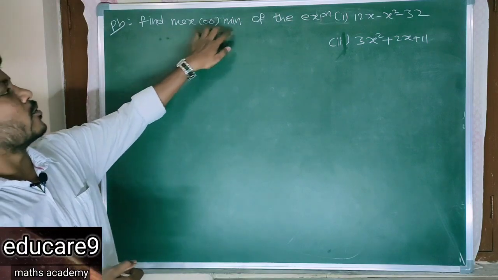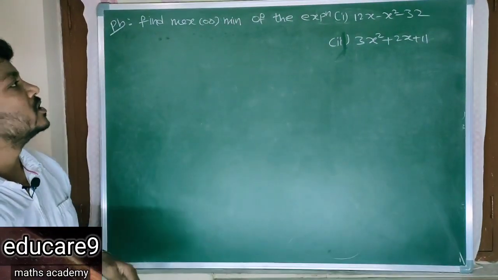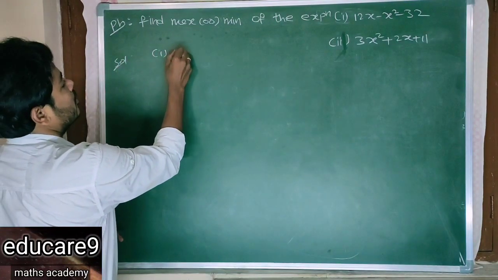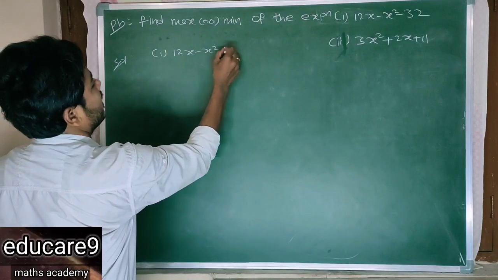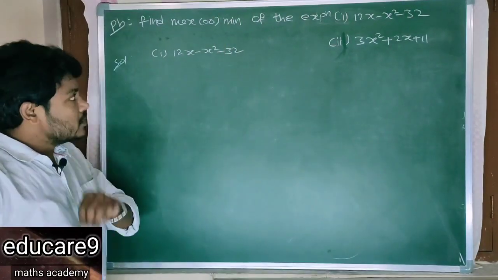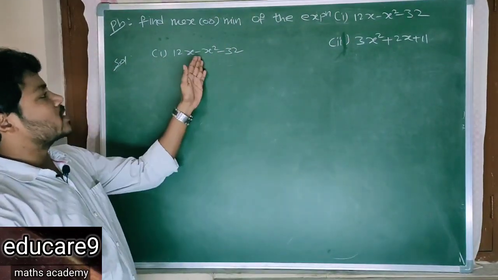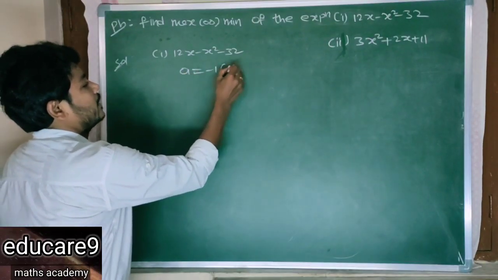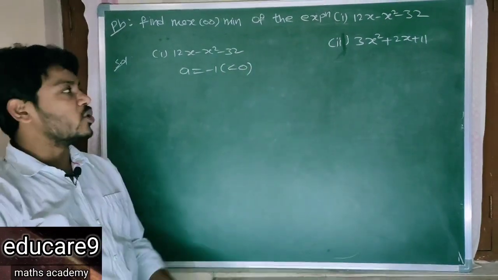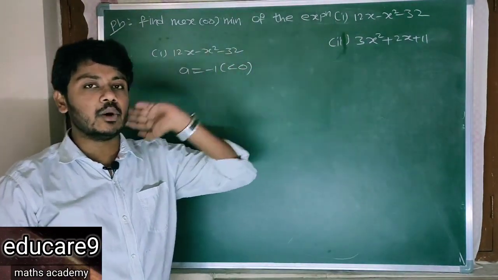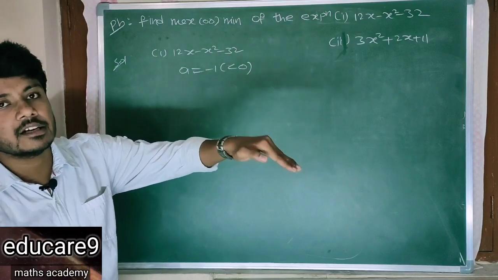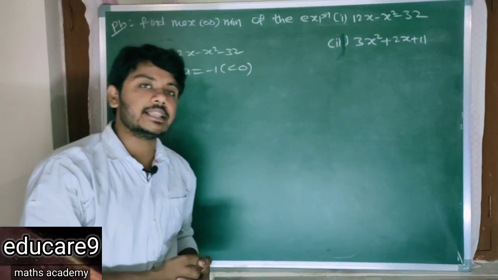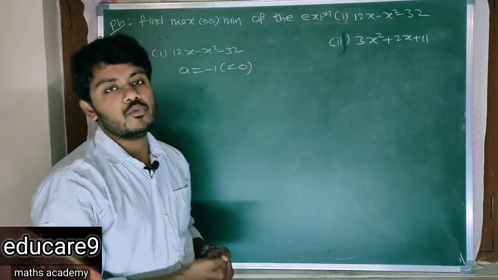Find the maximum or minimum of the expression. So this is the first one: 12x minus x square minus 32. See here, the coefficient of x square is negative, that is, a is equal to minus 1. It is less than 0. So clearly, if a is less than 0, it has a maximum value, and that maximum value is (4ac minus b square) by 4a.